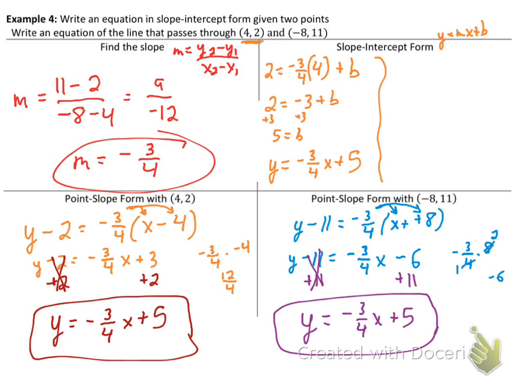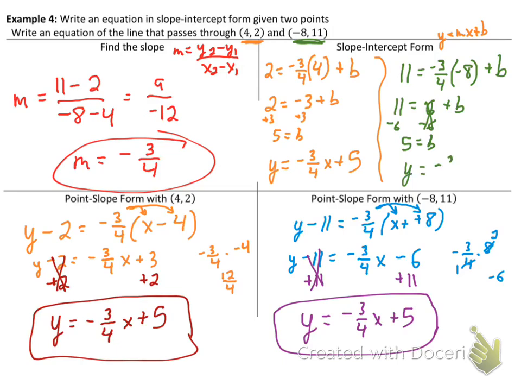Okay, and then just to double check everything, let's now do it with the other point. So I got 11 in for y. My slope is negative 3/4. I plug in negative 8 for x. My variable is b. If I simplify that, negative 3/4 times negative 8 is going to give me positive 6. And then if I subtract 6 from both sides, 5 equals b. So the equation of that line is y equals negative 3/4 x plus 5.